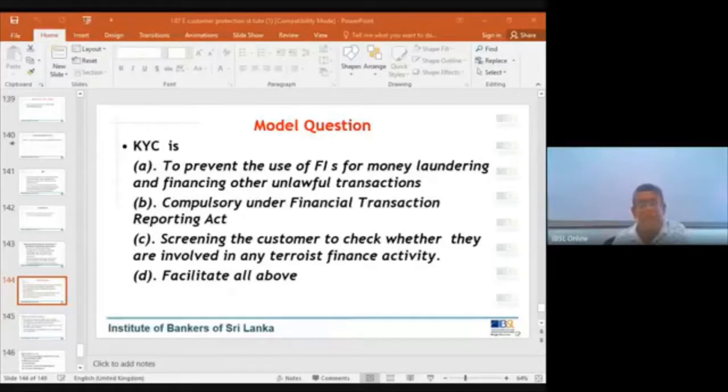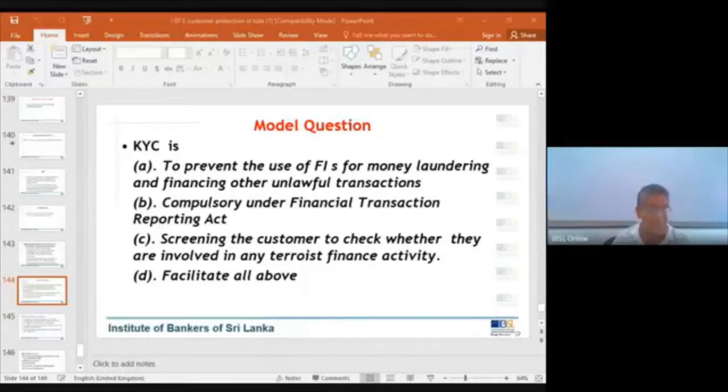KYC, right? Okay, look at the other questions. KYC needs to be taken by all the banks under what law? Compulsory under the Financial Transaction Reporting Act. That is also correct, no? First one is correct, second one is also correct, because I told you KYC comes under that.